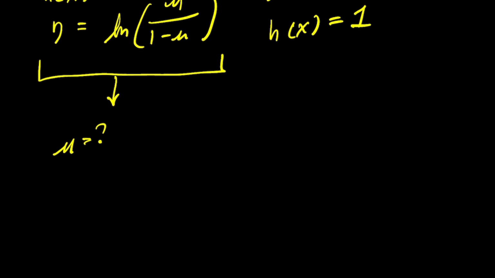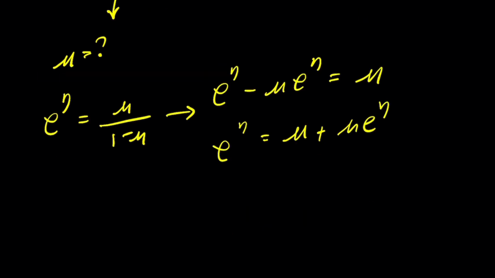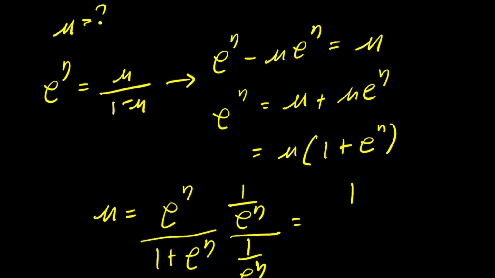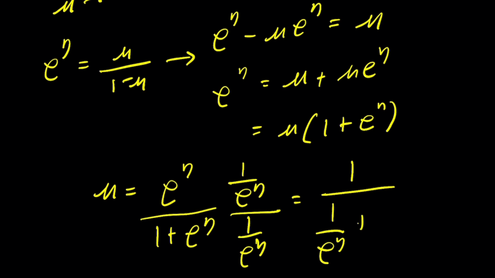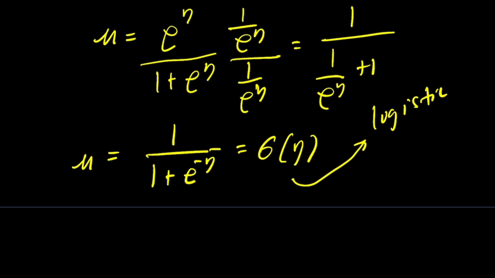Now using this relationship, let us evaluate mu as a function of the natural parameter. Given this relationship, we can see that e to the natural parameter is equal to mu over 1 minus mu. Then solving this using algebra, we get e to the natural parameter minus mu e to the natural parameter equals mu. So e to the natural parameter equals mu plus mu e to the natural parameter, which is mu times 1 plus e to the natural parameter. So we get mu is equal to e to the natural parameter over 1 plus e to the natural parameter. Then we can divide both sides and we get 1 over e to the negative natural parameter plus 1. So mu now becomes 1 over 1 plus e to the negative natural parameter, and this is equivalent to sigma of the natural parameter. And this is called the logistic sigmoid function.